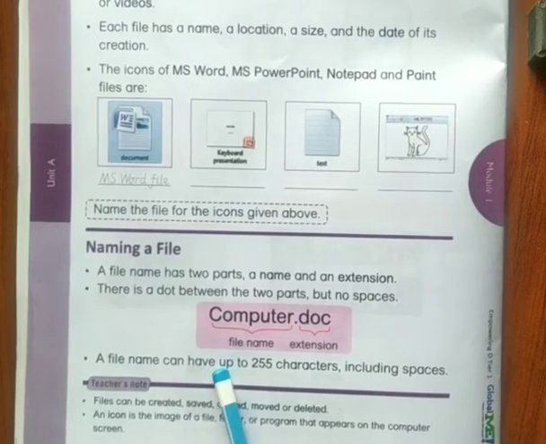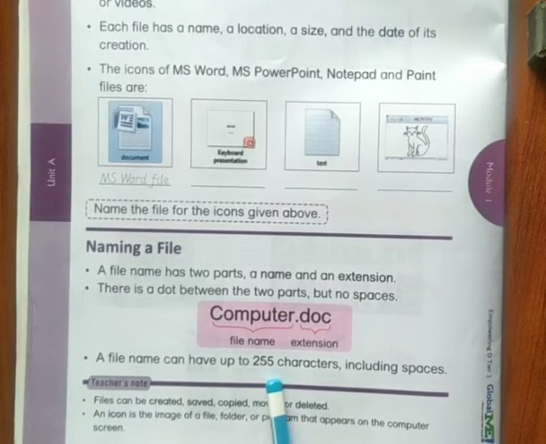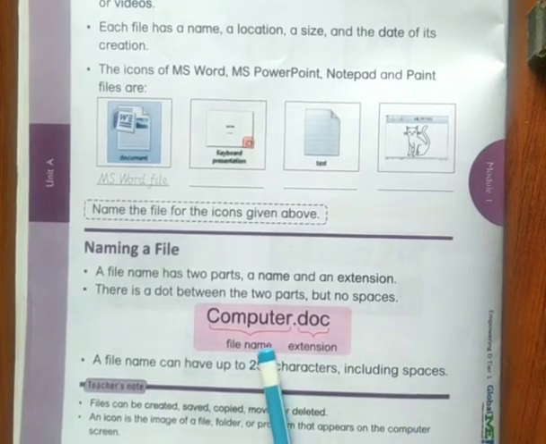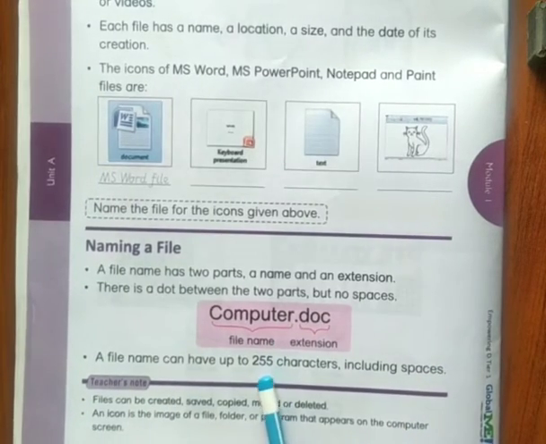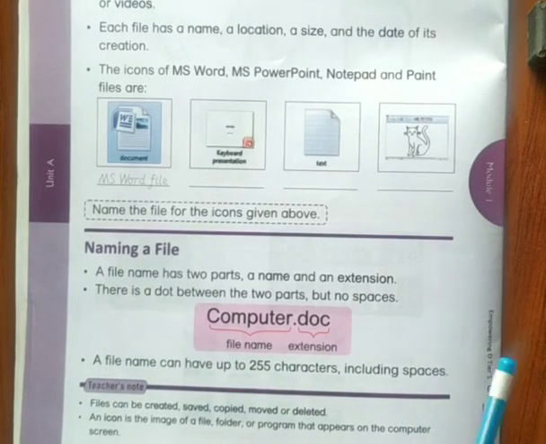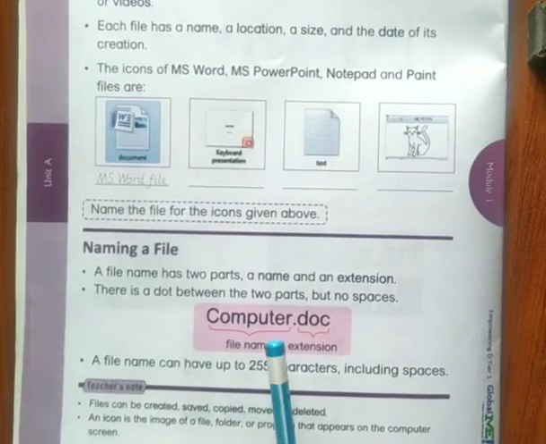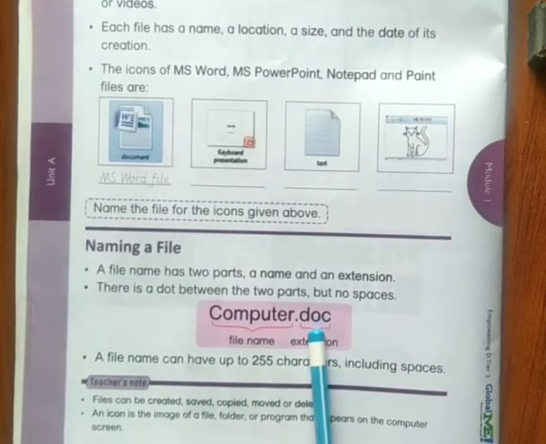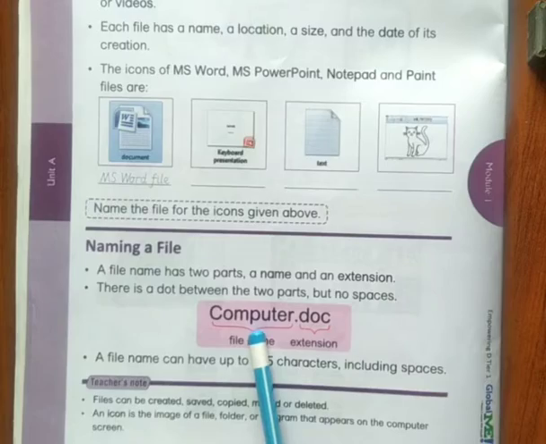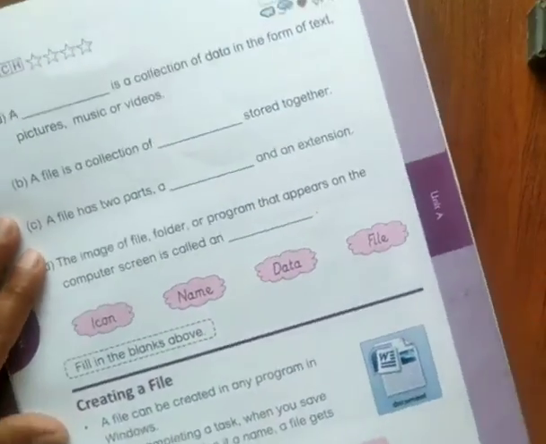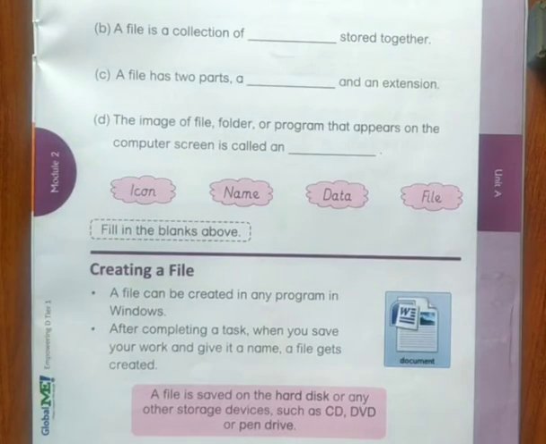Then a file name can be up to 255 characters including the space. The file name you are giving can involve up to 255 characters. So when we are giving the file name, here they have given computer.doc. This we call the extension and this we call the file name. Have you got it, children?